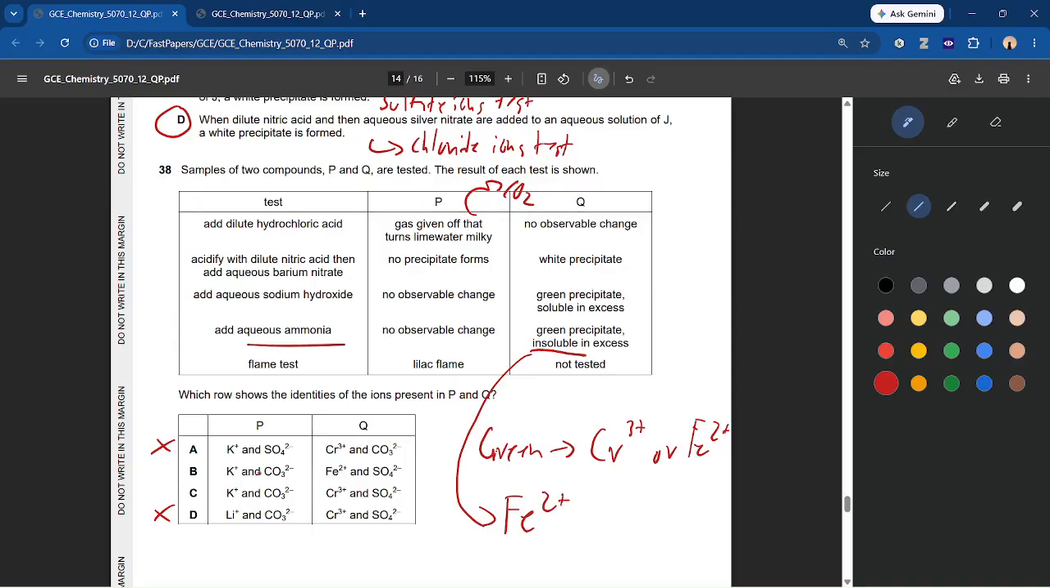So this is insoluble, that's fine. This could be iron or chromium. But over here this says soluble in excess. So this is the main thing. Chromium is soluble in excess aqueous sodium hydroxide. So your answer is going to be C.